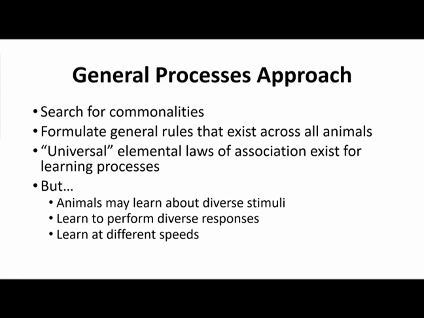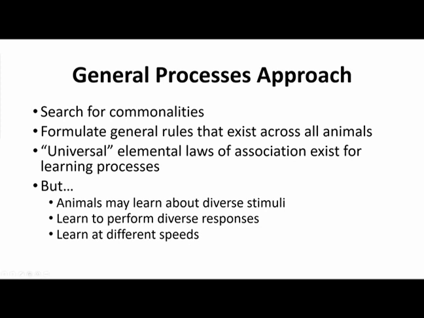We also learn to perform diverse responses. So the way that a raccoon handles their food is different from how a mouse handles their food, which is different from how a bird handles their food. So those responses are all very different, even though they're performing the same task. And we're also going to have different learning rates and speeds just based on our capacity to learn. So there's lots of differences between species. But what we care about is that the underlying structures are going to be fairly similar.